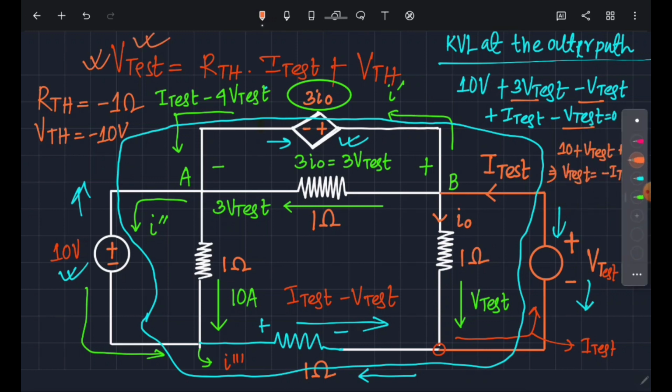So this is how you analyze a network to determine the Thevenin's equivalent voltage and resistance through this generalized equation that I've shown over here. And we will be able to reduce any network to its Thevenin's equivalent by this example that I have shown. I hope this video is helpful and you were able to understand it clearly.